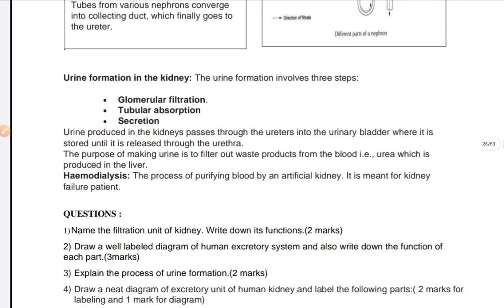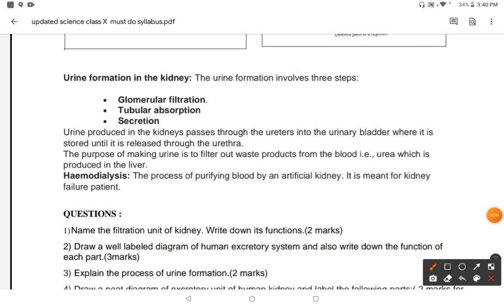Now, how does urine formation in the kidney take place? The urine formation involves three steps. First is glomerular filtration, second is tubular reabsorption, and the third is secretion. Urine produced in the kidneys passes through the ureter into the urinary bladder, where it is stored until it is released through the urethra.